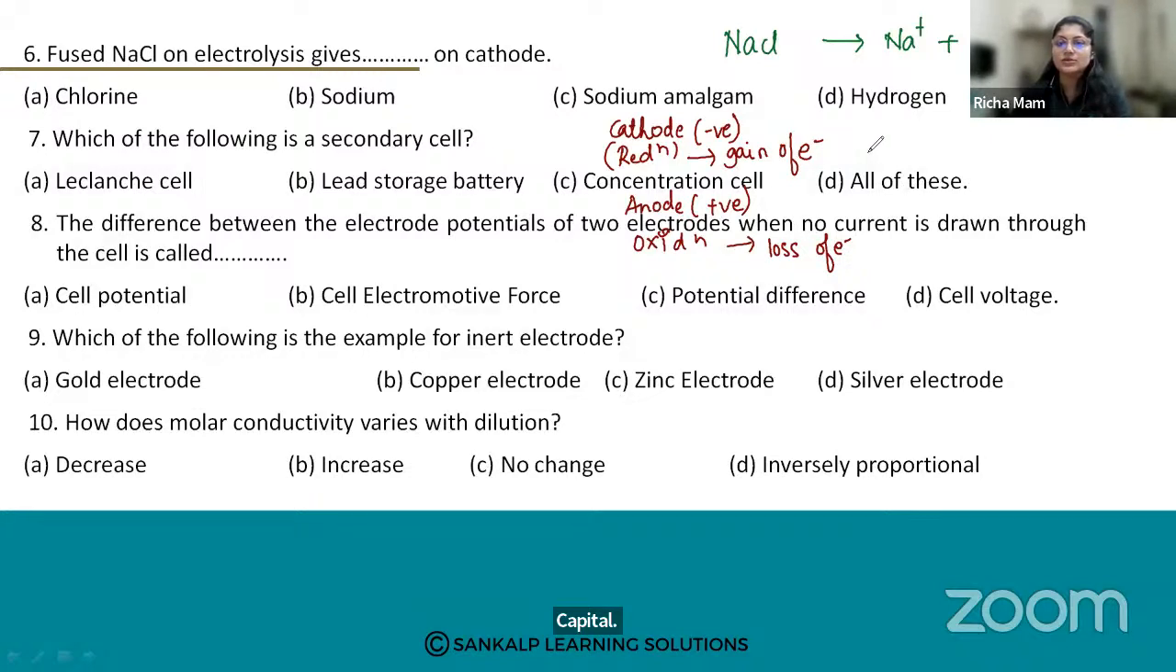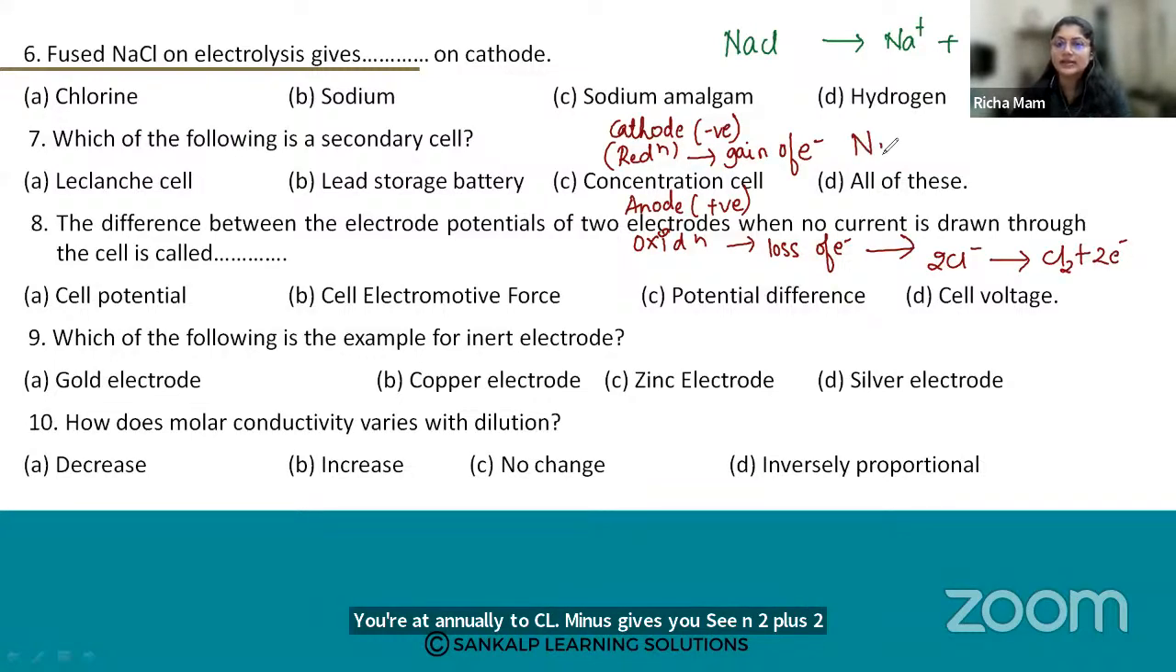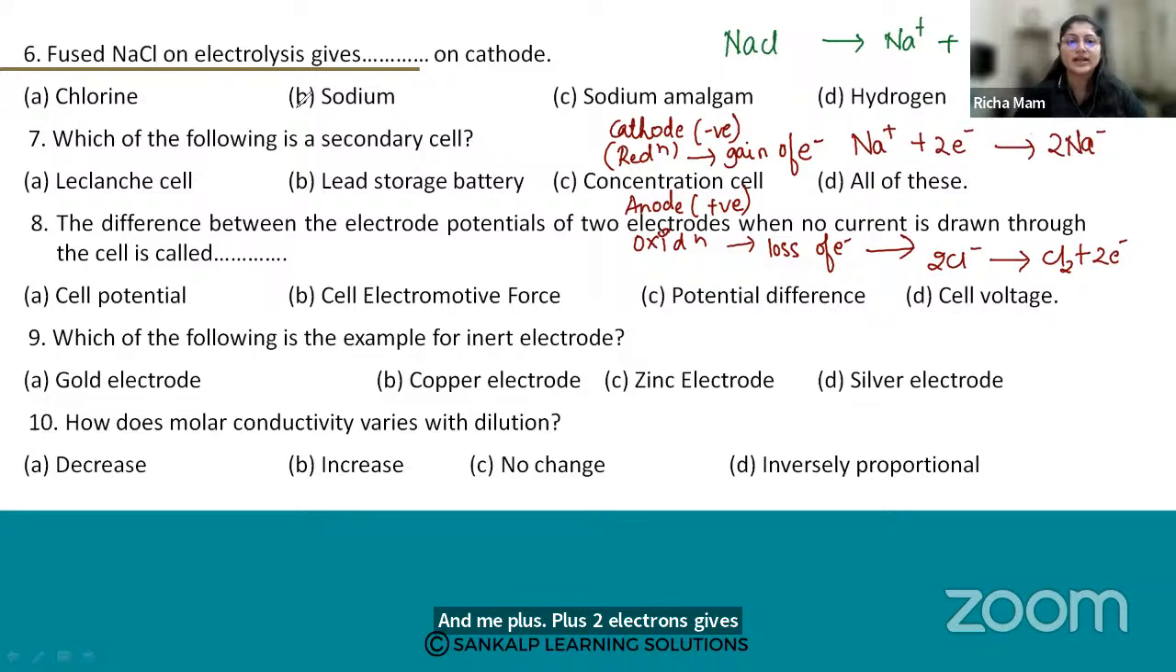At anode, 2Cl minus gives you Cl2 plus 2 electrons. And at cathode, Na plus plus an electron gives you Na. So sodium is formed at cathode. So the answer is sodium. Understood? So these are the reactions.